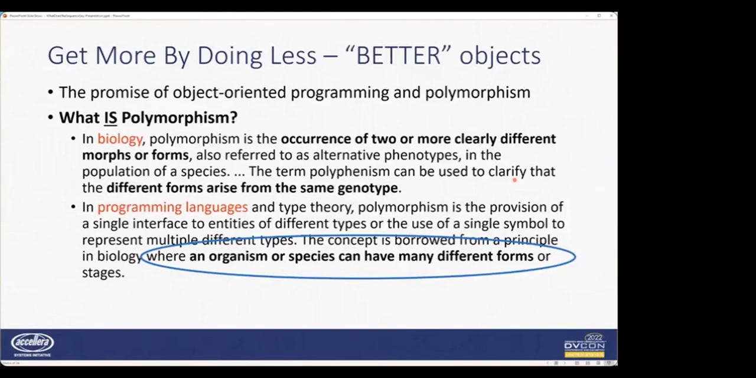But really, what is polymorphism? Well, in biology, there's two or more clearly different forms referred to as alternate. Oh, there's too many words. And then in programming languages, we can say, well, there's an organism or a species may have different forms. In programming, I guess programming is referring to biology. Anyhow, so there's a common subtype, and then there's more types that follow from it.